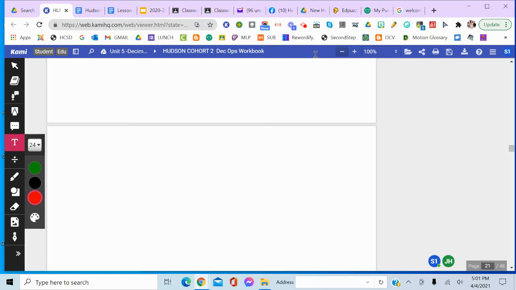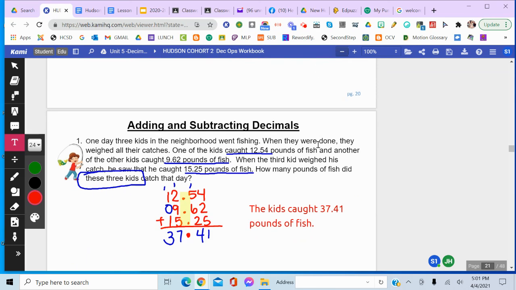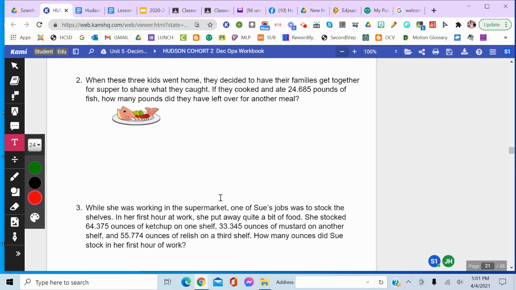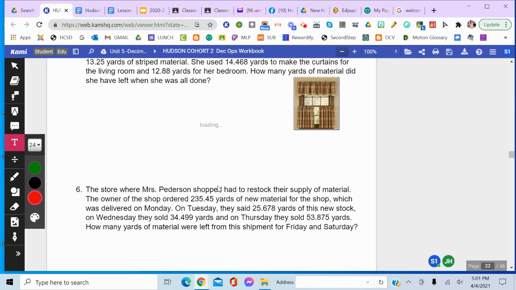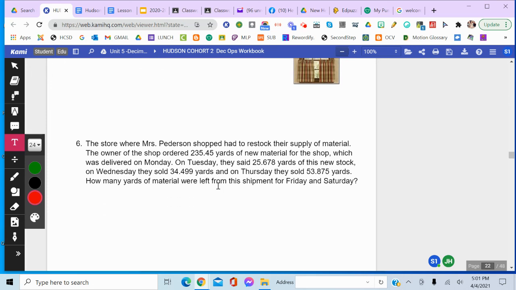I do not do notes for myself. I do them for you. Okay. And then I need to see 2, 3, 4, 5, and 6 completed. So I am going to be checking pages 14 to 22 when you come into school on either Tuesday if you're a cohort 2 or on Thursday if you're a cohort 1.